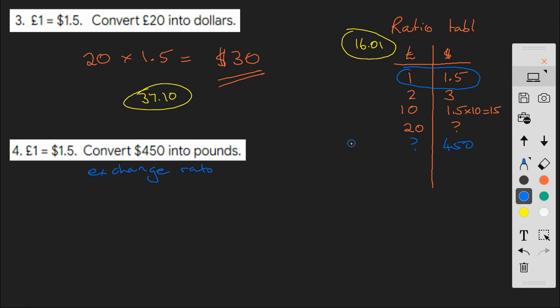Now, there are 2 ways to do this exercise, and I'm going to take you through both. The first of all is to use an inverse operation approach, which is to say that if in this expression here we know that we are multiplying by 1.5, then to go the other way, we are dividing by 1.5.